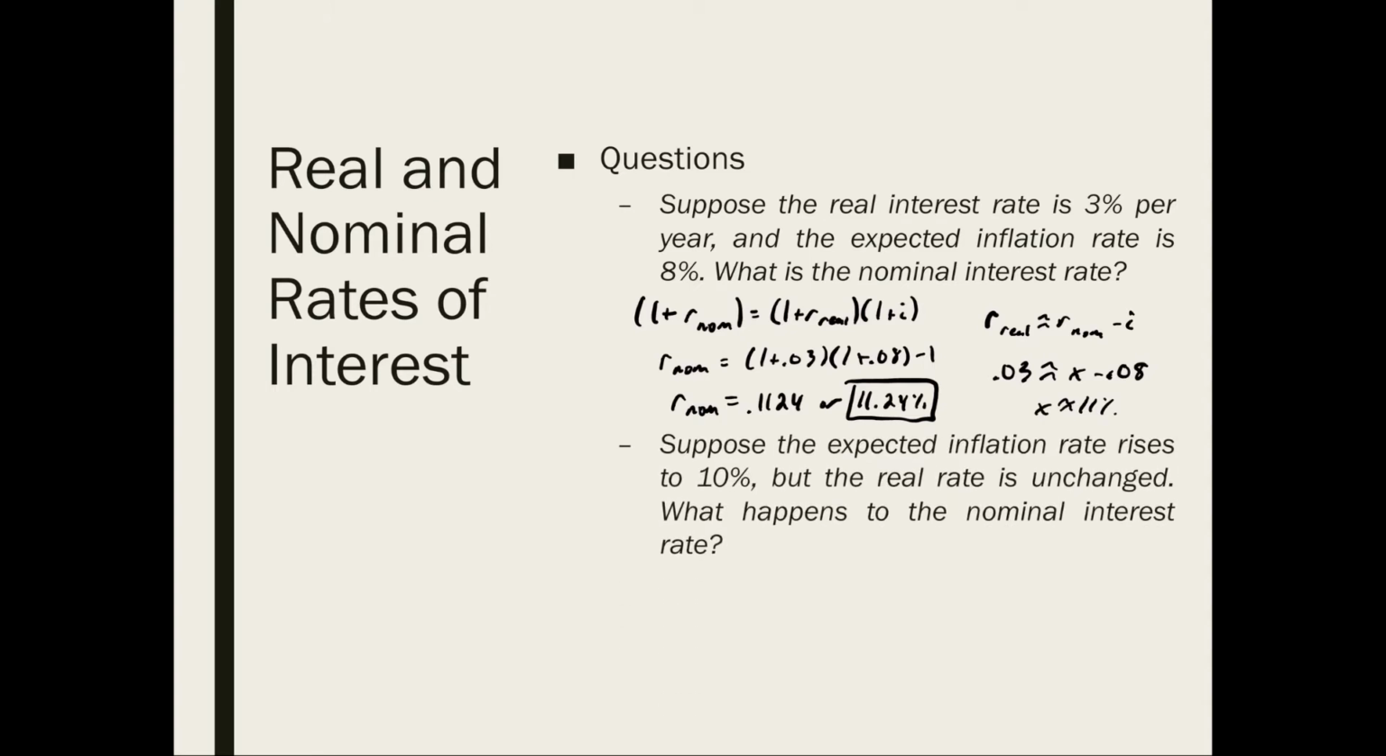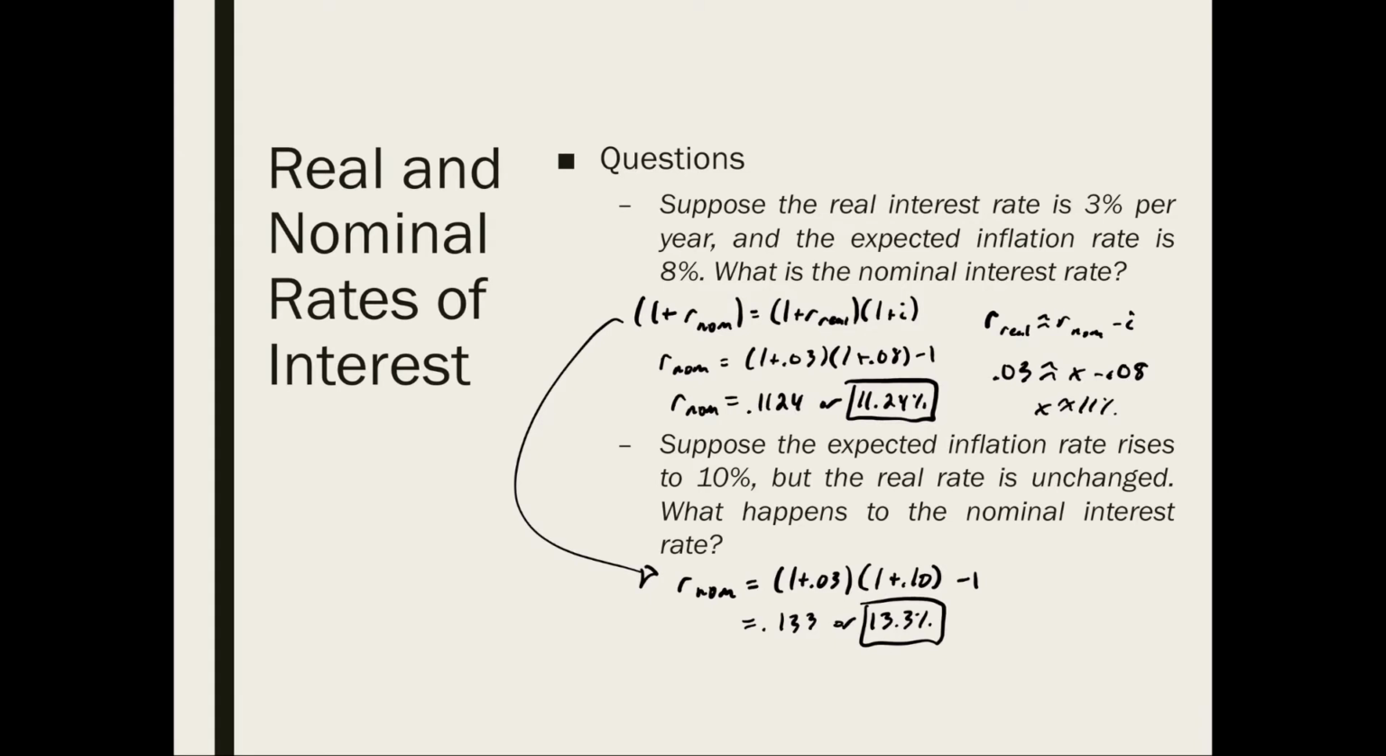Now, suppose that the expected inflation rate rises to 10%, so a 2% increase, but the real rate is unchanged. What happens to the nominal interest rate? So once again, I'm going to be using the Fisher hypothesis, and what I get is a nominal rate that's equal to 1 plus the still 3% real rate, multiplied by 1 plus the rate of inflation, which is now 10%, and you would see that you get a value of 0.133, or a nominal rate of 13.3%.